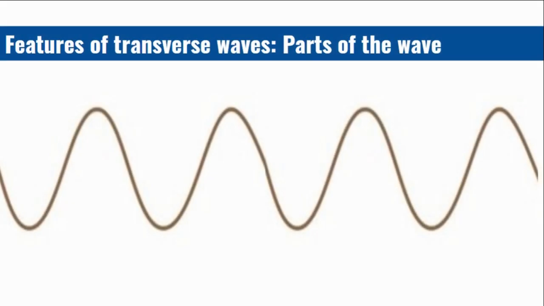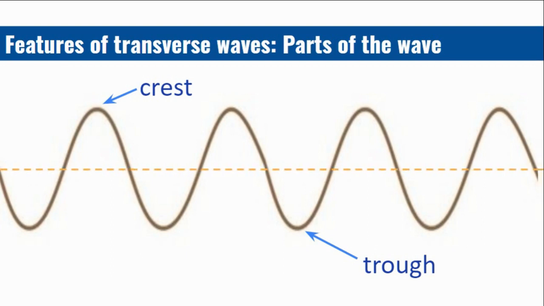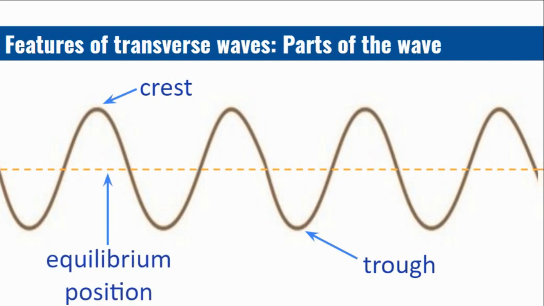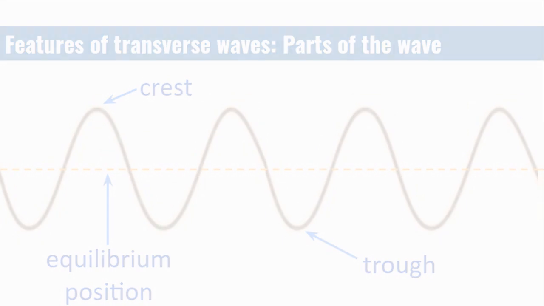Firstly, on a transverse wave, there's a few parts we can identify. The highest point on a transverse wave is called the crest. The lowest point on a transverse wave is called the trough. So in this image, there are 4 crests and 4 troughs. We can also put in an imaginary center line. This is called the equilibrium position. So before the wave passes through, all the particles would be at rest along that line, and after the wave passes through, they would all return to being at rest in that equilibrium position.